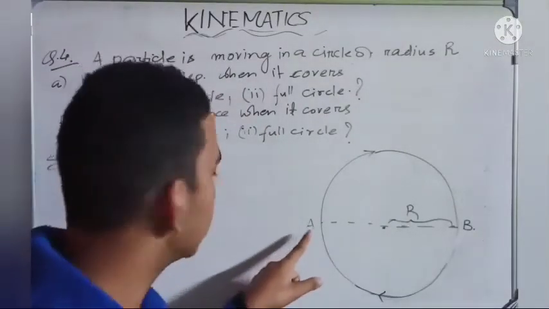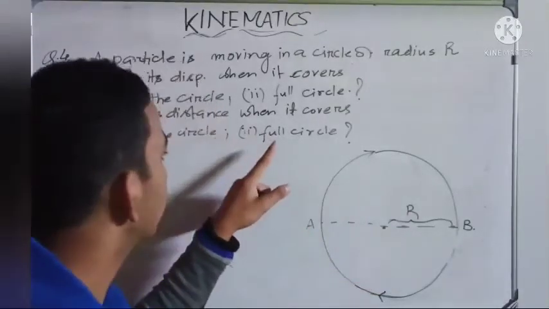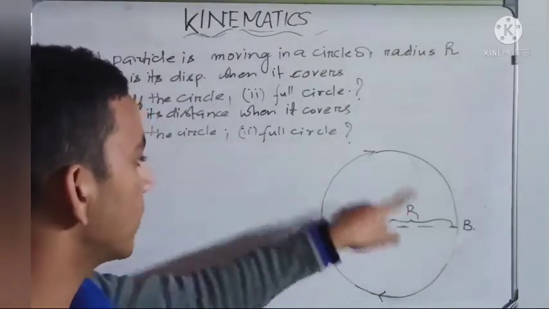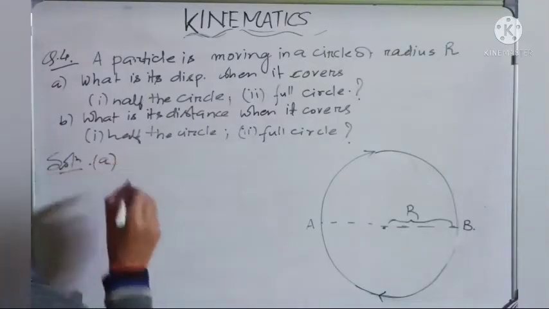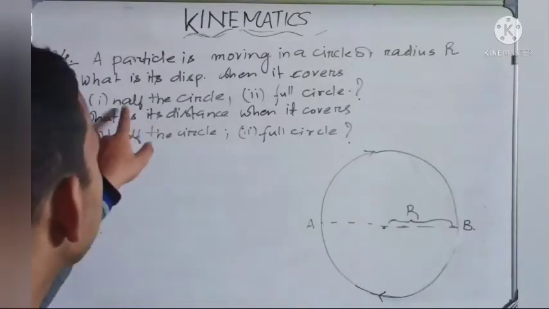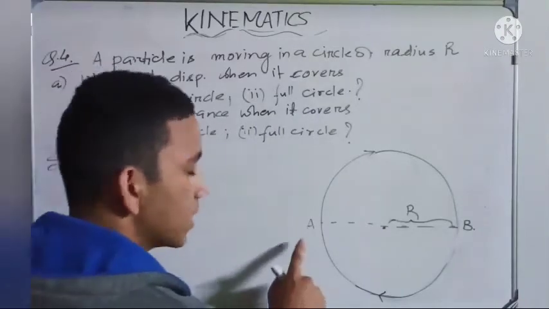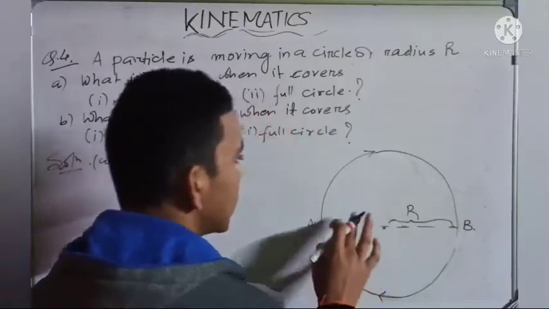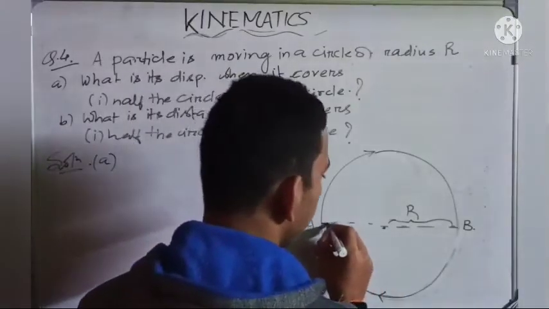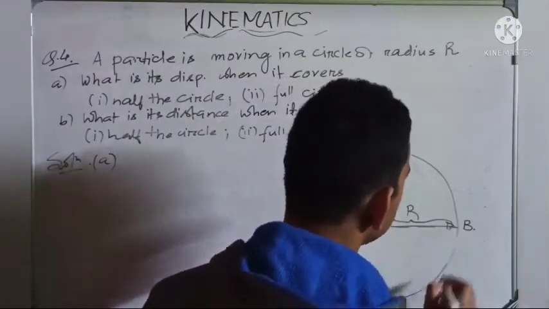That means when it moves from point A to B, and for the full circle, that means when it moves from A to A. Let's solve the first question. After that, we have to find the distance traveled when it covers half the circle and the full circle also. The first part, A. Now, when it covers half the circle, let it reach the position B from A. That means when it covers half circle, the displacement vector is going to be this vector.